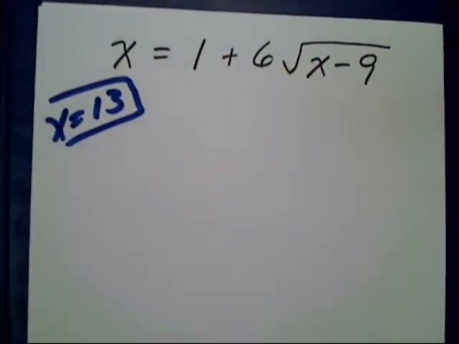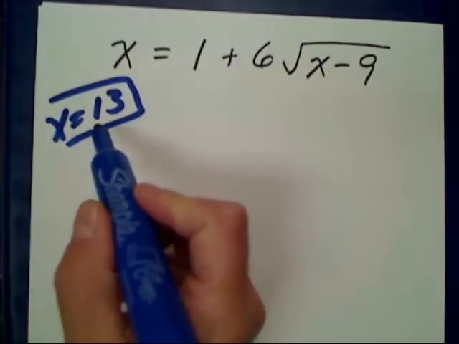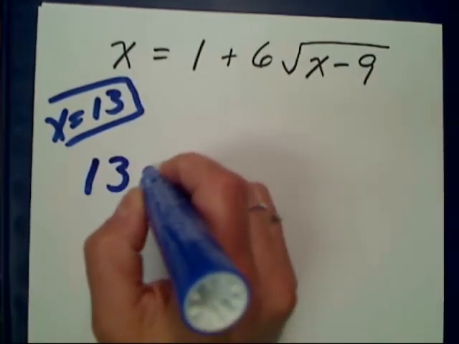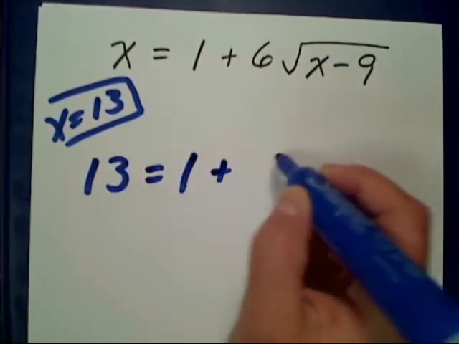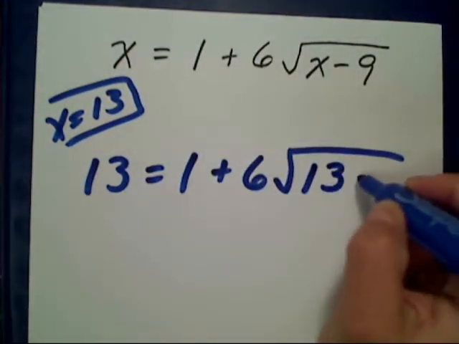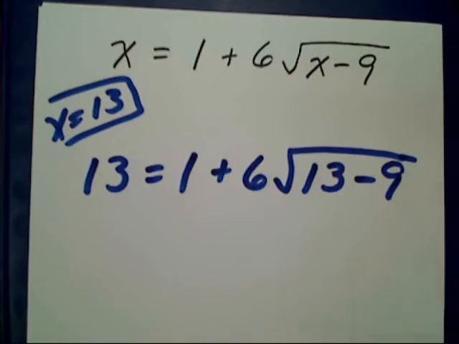Right, so wherever there's an x, I'm going to replace it with its equivalent value of 13. So it's going to be 13 is equal to 1 plus 6 times the square root of 13 minus 9. X is always 13 at a time. And now we just simplify using our order of operations.